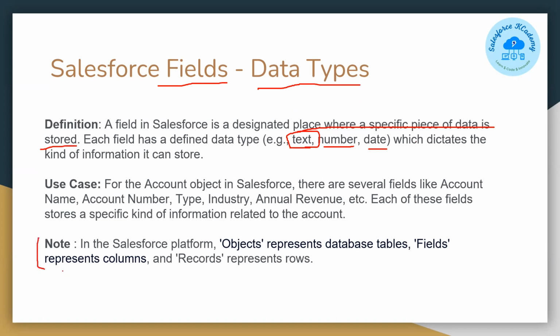So again, this is the same in the Salesforce platform. Objects represent database tables, fields represent columns, records represent rows.